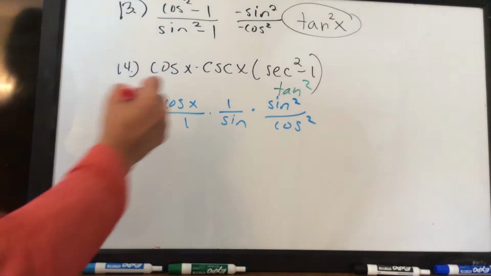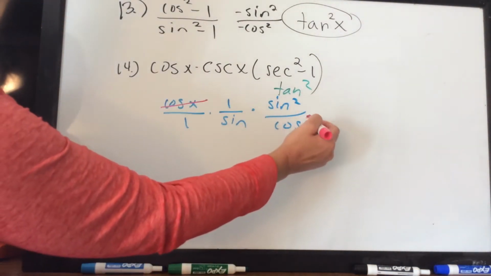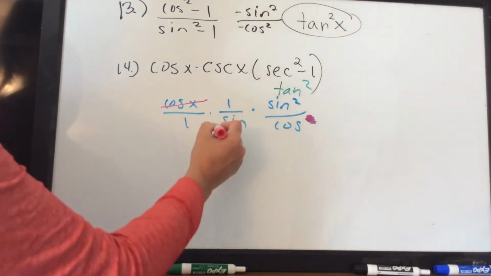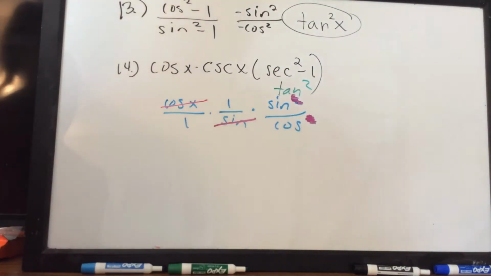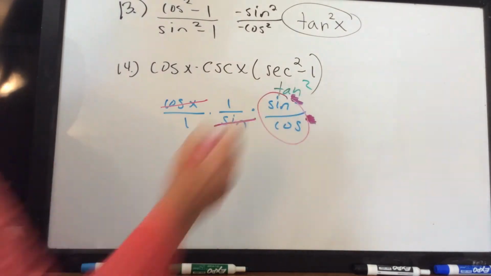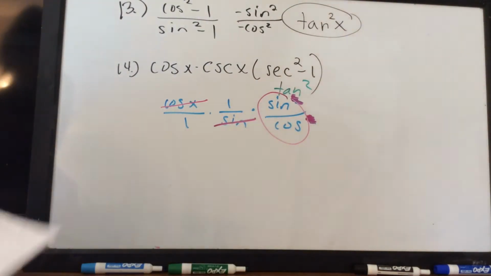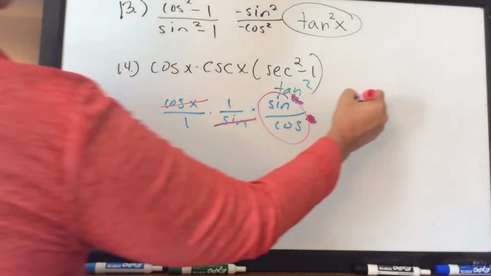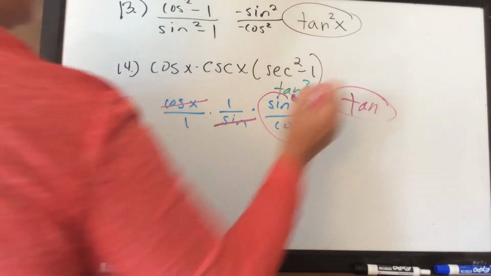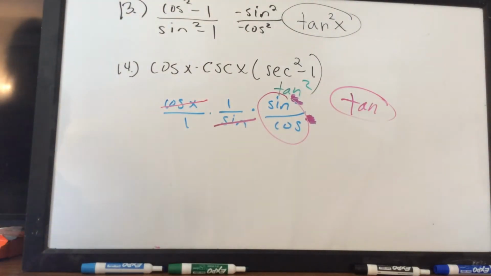So right now we've got a cosine that can cancel out one of those. And then a sine can cancel out one of those. So all that's left is sine over cosine. And sine over cosine is tangent. That was number 14.